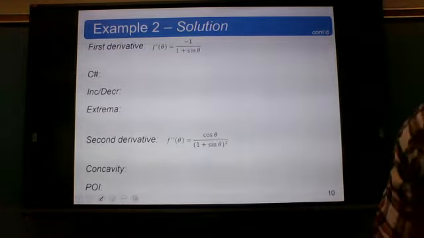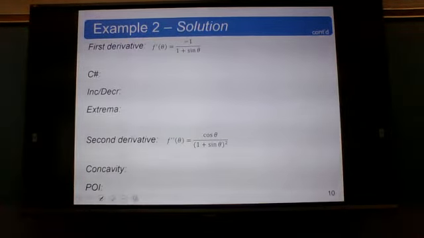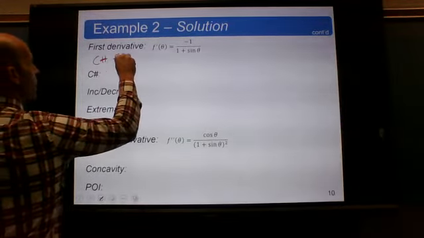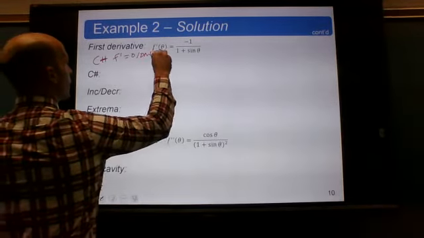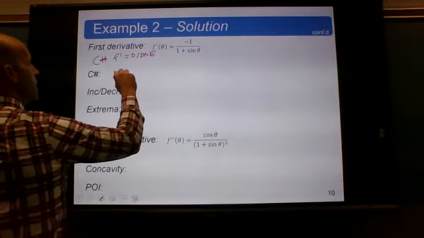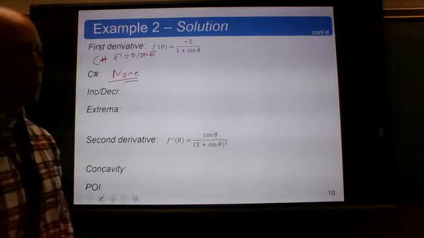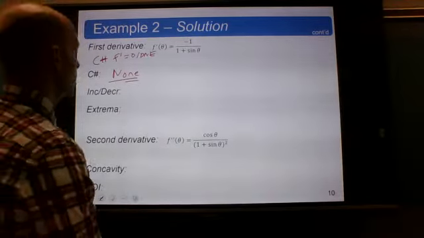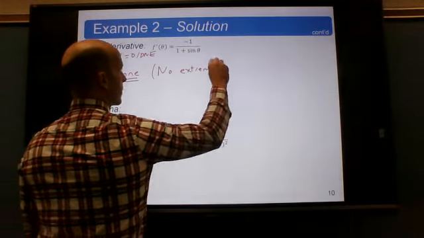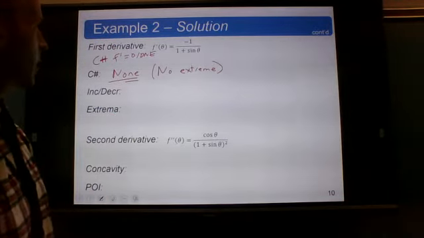So I've got the first derivative here. What are going to be my critical numbers here? Remember, critical numbers are where f prime is equal to 0 or does not exist. And in this case, there are none. There are no critical numbers. That's very interesting. That actually tells us that this curve has no extreme values. It does not have a min, and it does not have a max anywhere. So that's kind of interesting.